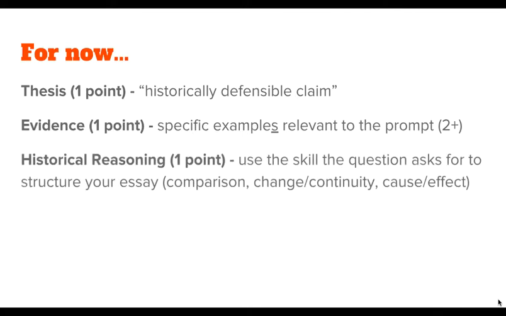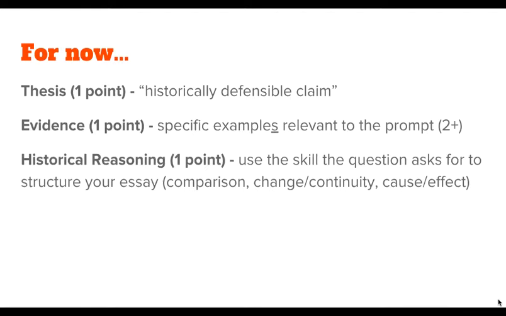Along with thesis and evidence, you need to use what the College Board is calling historical reasoning. And this is just where you use the skill the question asks for to structure your essay. So if the prompt given is a comparative prompt, you need to use a model of comparison where you think about similarities and differences and directly comparing two societies or civilizations together. If the prompt is change or continuity, or change and continuity over time, you want to address that and the process of change or process of continuity over time in a particular topic.